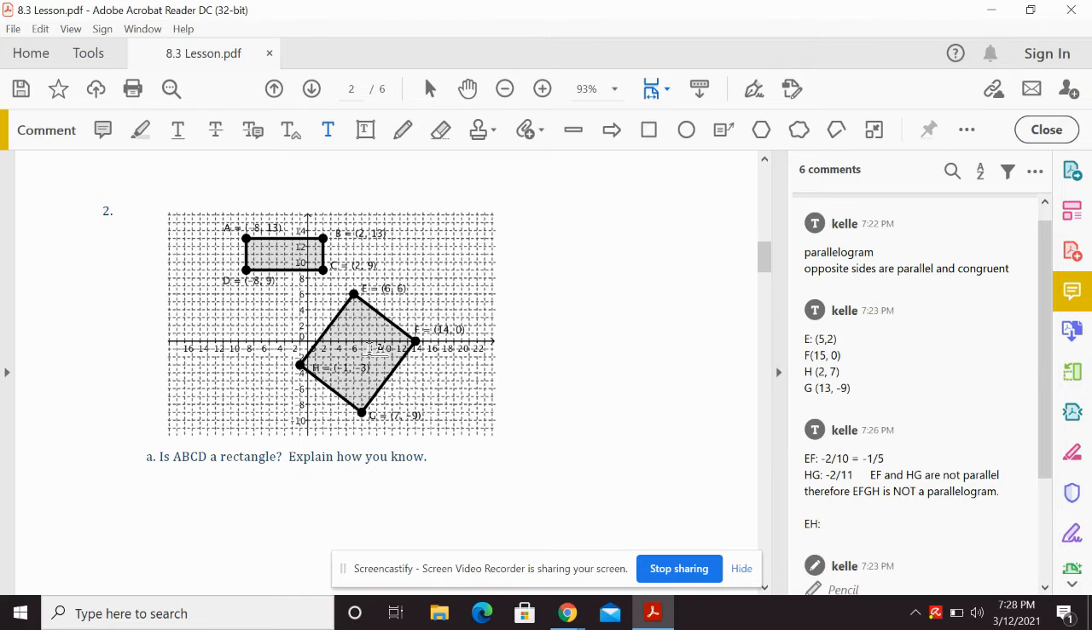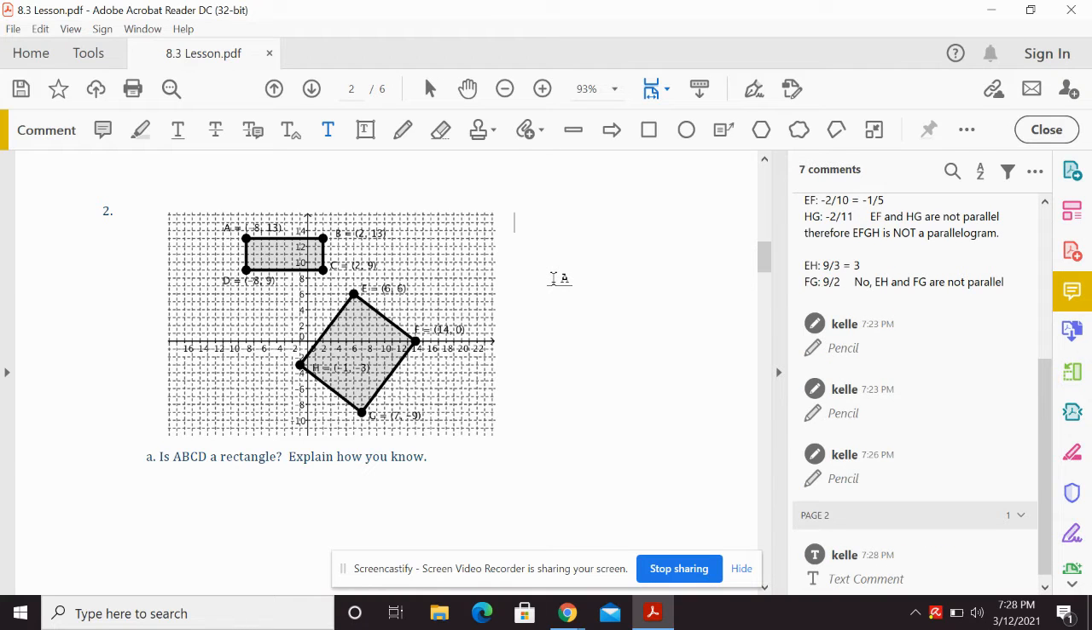We did this one in class, so let's go ahead and do ABCD. We're trying to prove it's a rectangle. So A is at -8, 13. B is 2, 13. C is 2 and 9. And D is -8 and 9.